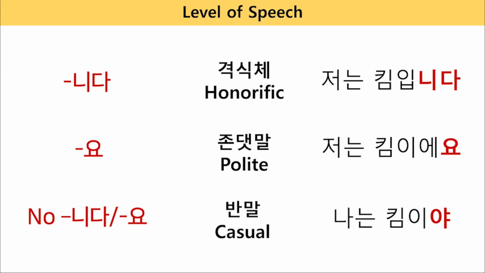In this example, you can see that both the verb and the subject is conjugated. The verb is conjugated just like the previous ones: 격식체 with 니다, 존댓말 with 요, and 반말 with neither of them. Also here, you can see that the subject is conjugated. For 격식체 and 존댓말, I was 저. 저는 Kim입니다. 저는 Kim이에요. Whereas in 반말, I was 나. 나는 Kim이야. About this conjugation, I will go into it further in upcoming videos.